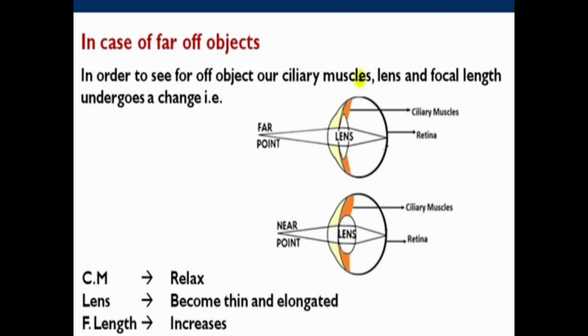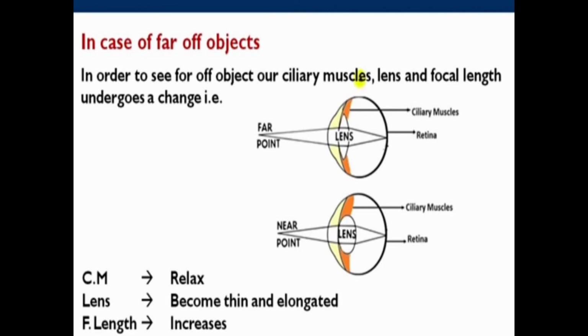Now let's see it clearly. In case of far off objects, what happens if the objects are kept far? In order to see far off objects, our ciliary muscles, lens and focal length undergo a change. These are the parts of our eye that undergo change if we want to see objects. What happens if we want to see far off objects?